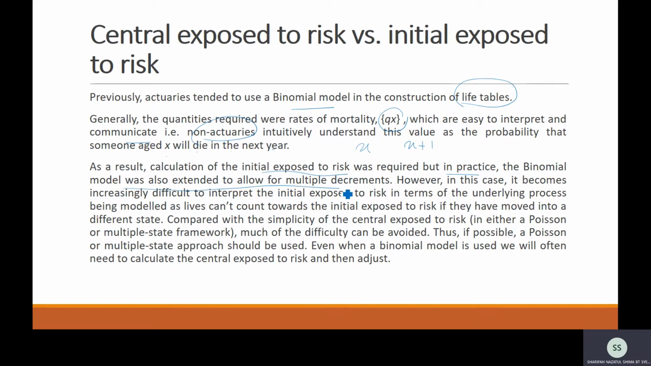In practice, the binomial model was also extended to allow multiple decrements. In this case, it became increasingly difficult to interpret exposed to risk in terms of the underlying process being modeled, as lives can't count towards the initial exposed to risk if they have moved into a different state, for example from healthy to unhealthy.